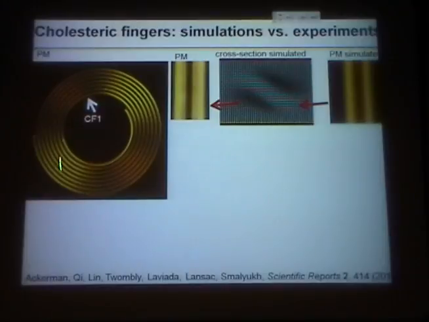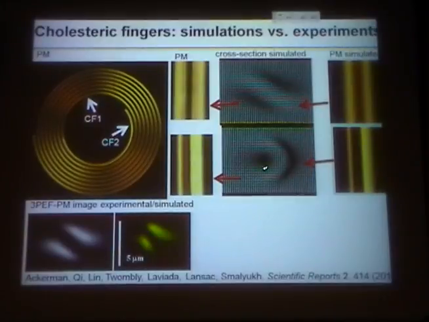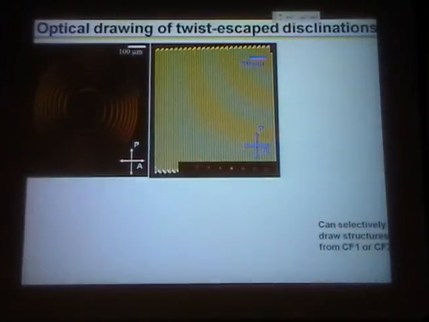Now we can generate those configurations and then compare with the model, which is this model of director field obtained again by minimizing Frank-Oseen elastic free energy, and indeed for both types of fingers of the first and second type, both polarizing microscopy textures, the experimental and simulated ones, and also the three-photon fluorescence textures, experimental and simulated ones, for the two different types of structures are in very good agreement with each other.